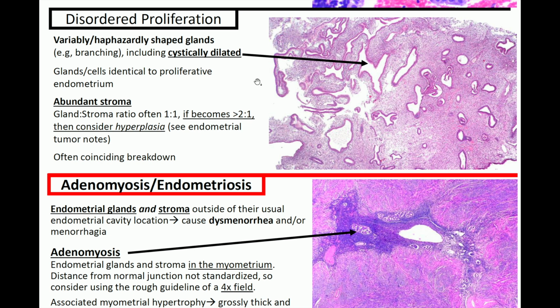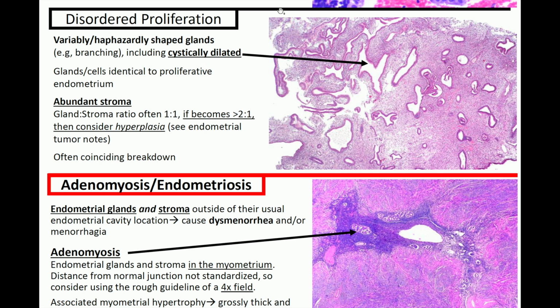For disordered proliferation, you're going to have variably or haphazardly shaped glands, such as branching, including cystically dilated glands. The gland cells are identical to proliferative endometrium, and you're going to have abundant stroma, and the gland to stroma ratio is often 1:1. If it becomes more than 2:1, then you want to consider a hyperplastic process, which I'll go over in the endometrial tumor section when we talk about endometrial hyperplasia and abnormalities, but this video is focusing more on benign endometrium.